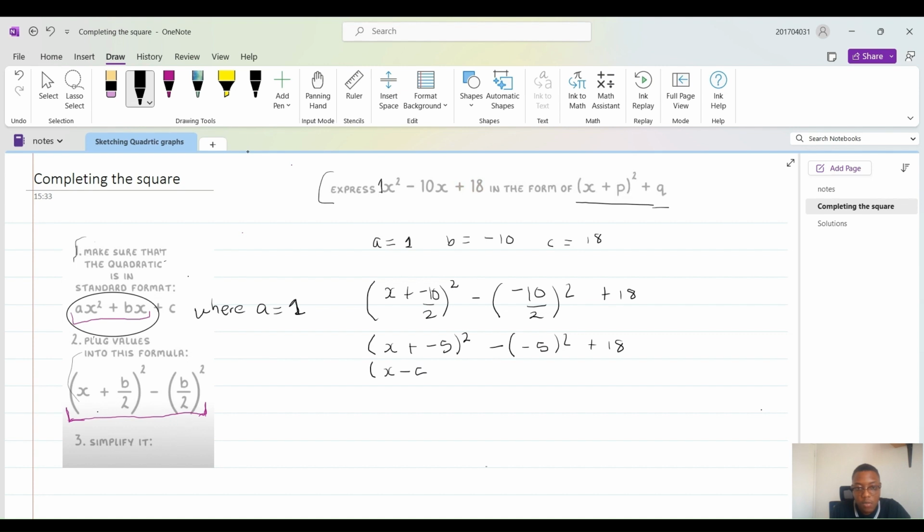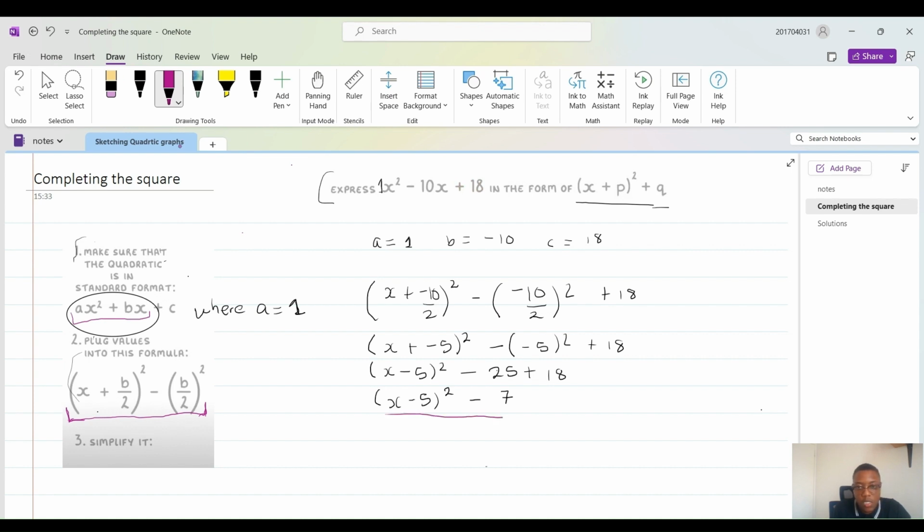Here it becomes (x minus 5) squared. Right here we've got minus, so negative 5 squared is 25, right? So this is minus 25 plus 18. Right, so let's simplify. So it becomes (x minus 5) squared. Then negative 25 plus 18 here will just give us negative 7. Right, so this is our final answer here.